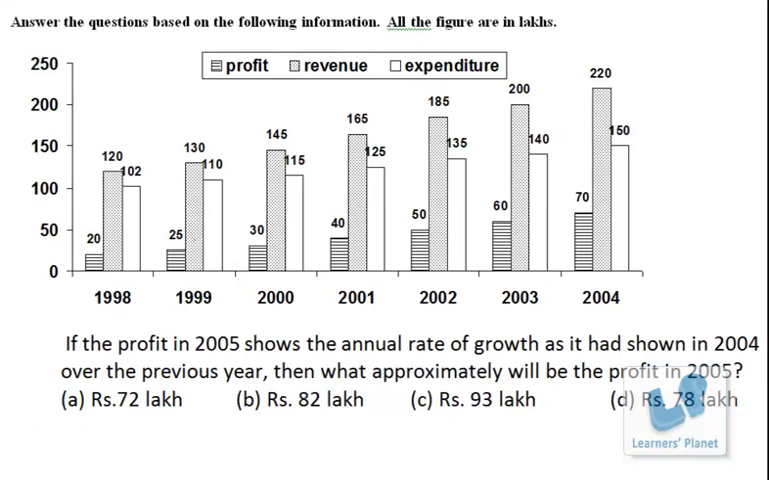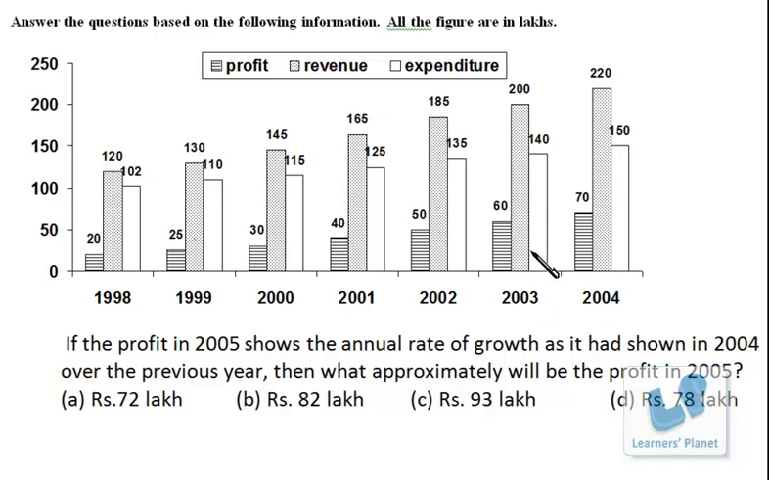Now let's see this question. If the profit in 2005 shows the annual rate of growth as it had shown in 2004 over the previous year, then what approximately will be the profit in 2005? So we have to find out the complete profit for 2005, and the growth rate is same as there was in year 2004 over the previous year 2003, right?